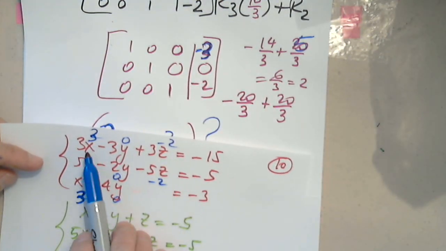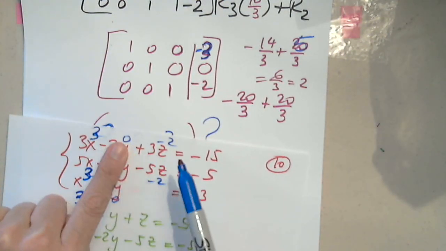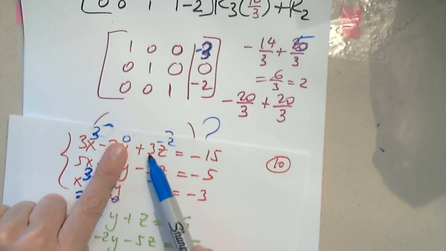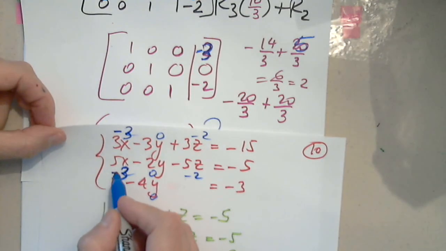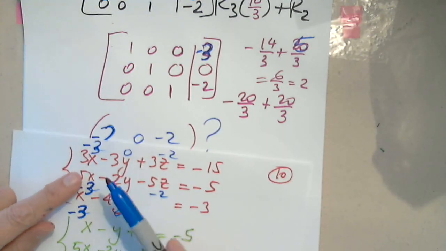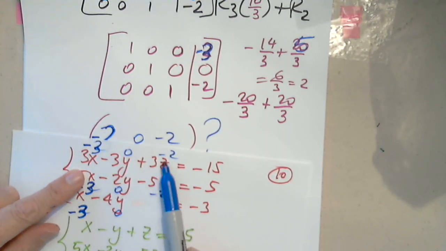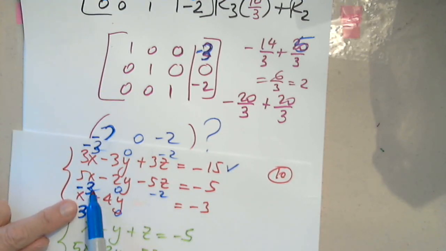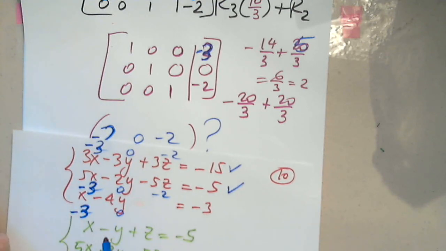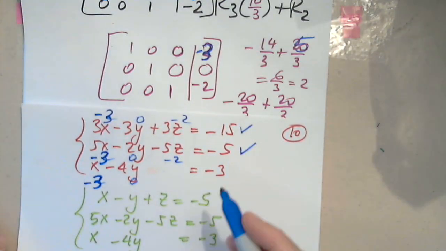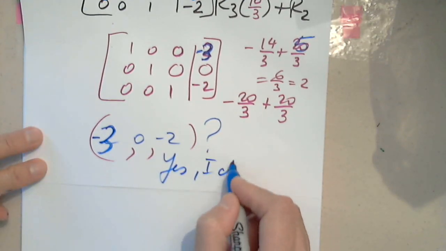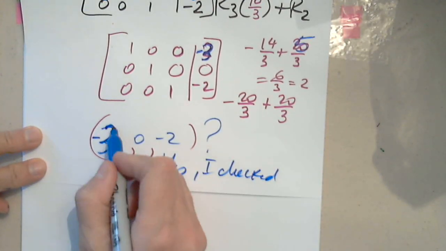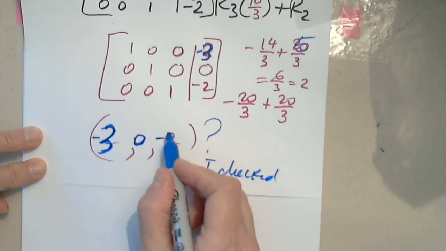Okay. 9, this is 0. 9 minus, yeah, of course. See how I catch my mistakes. Negative 9 minus 6. Yes, that's correct. Negative 15 plus 10. Yes, that's correct. Negative 3 plus 0 is negative 3. Yes, that's correct. I checked. So it's negative 3, 0, negative 2.